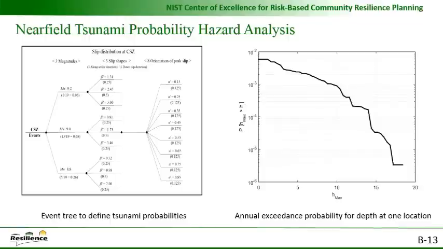We utilize a 10,000-year geological record to create a logic tree for defining the slip distributions along the subduction zone. We use a weighted probability of each event, and we can construct an annual exceedance probability for a number of intensity measures everywhere in the inundation zone for a community. For the example shown on the right, the 1,000-year flow depth at the shoreline is about 9 meters, or 30 feet.